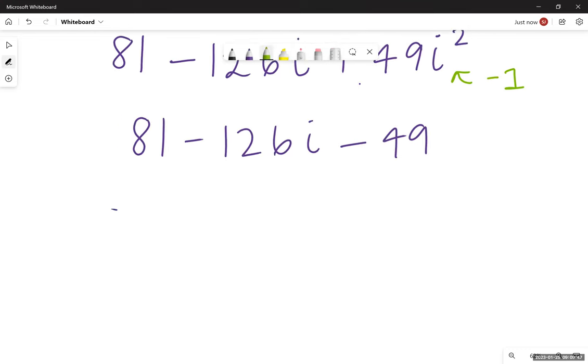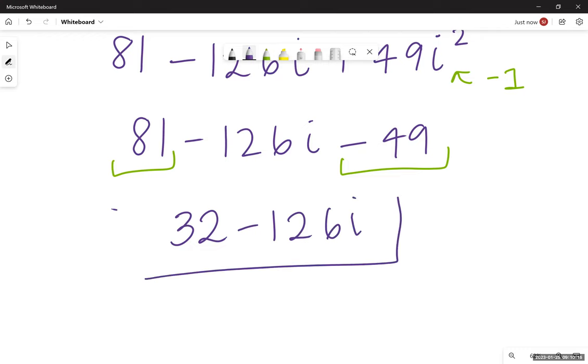And then you see I kind of just created a numerical value that does not have an i on it. And so those can be combined. If you needed to grab your calculator, you could. These signs are different, so you would subtract them and keep the sign of the larger, which would be the 81, positive. And then you have the negative 126i at the end. That is in standard a plus bi form.